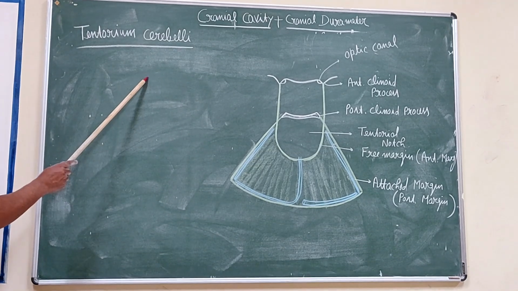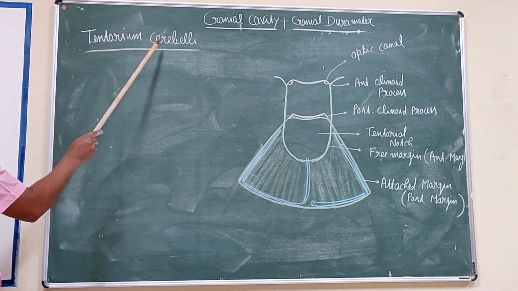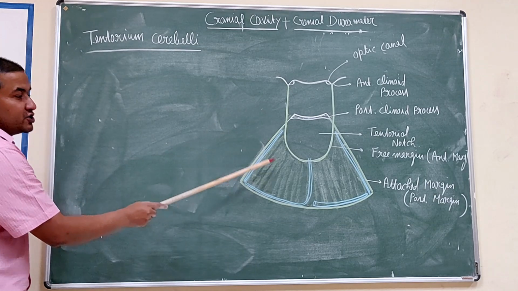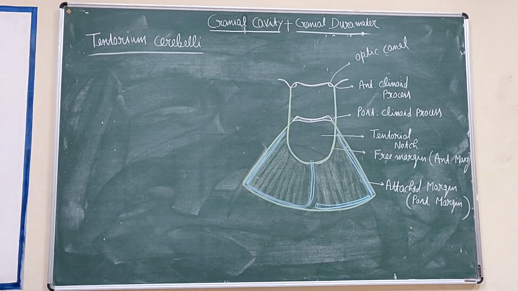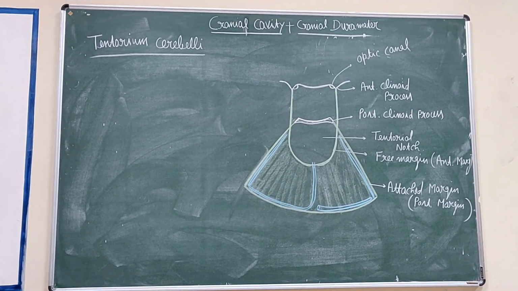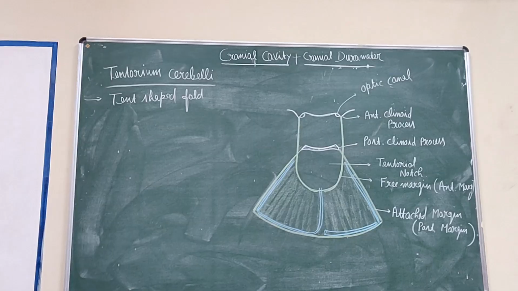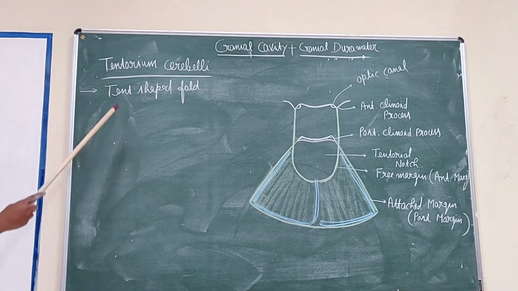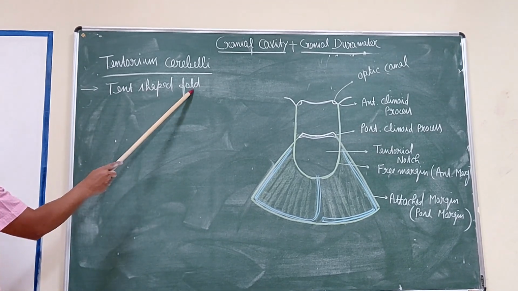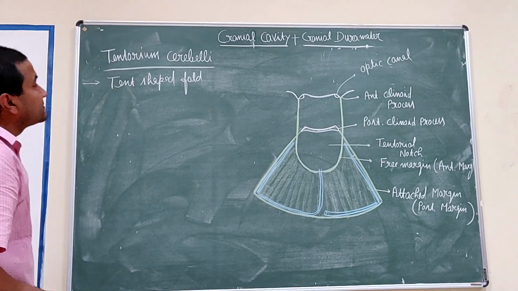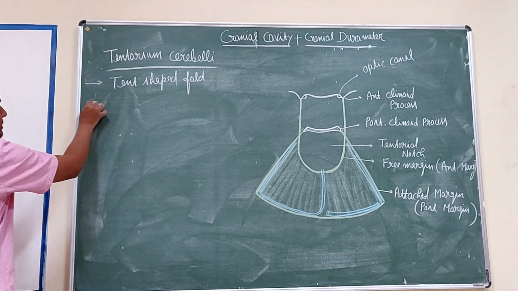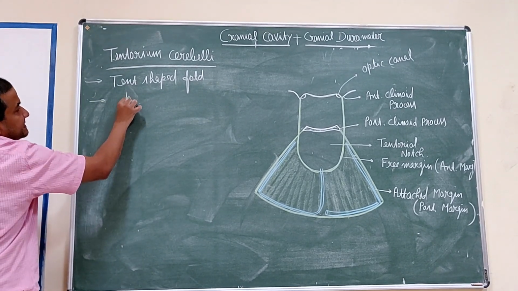The second fold of the dura mater is the tentorium cerebelli. This is the tentorium cerebelli. It is known as a tent because it is a tent-shaped fold of the dura mater. This fold of the dura mater is placed horizontally.